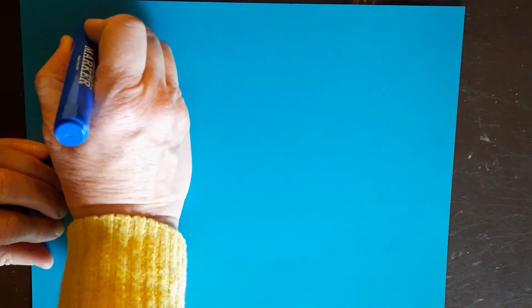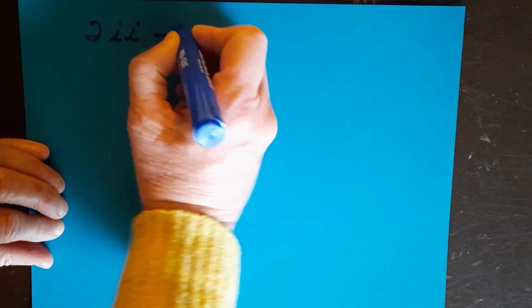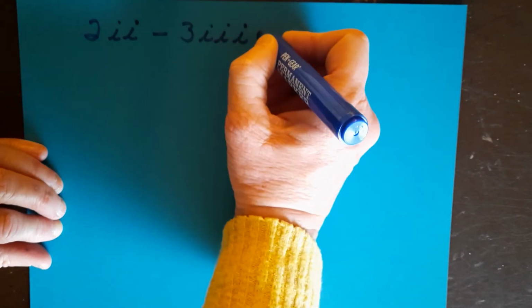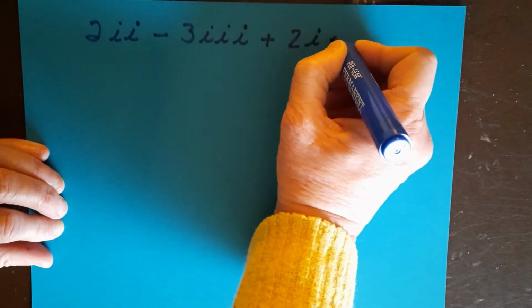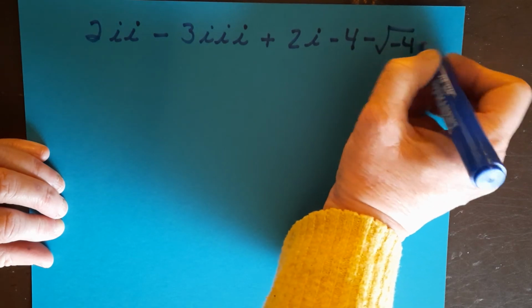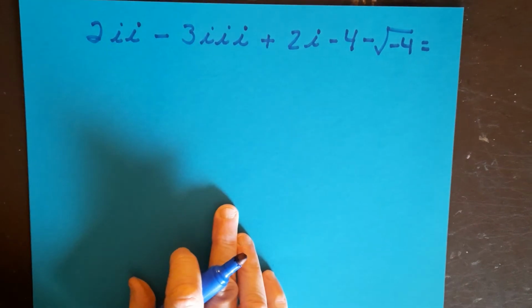Okay, so let's say we have 2 times i minus 3 times i times i times i plus 2i minus 4 minus the square root of negative 4. And we want to simplify this whole equation. Okay, so how do we do that?